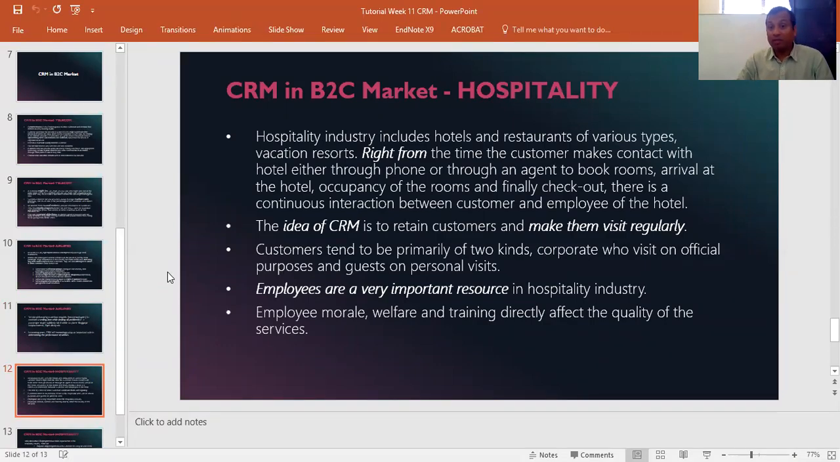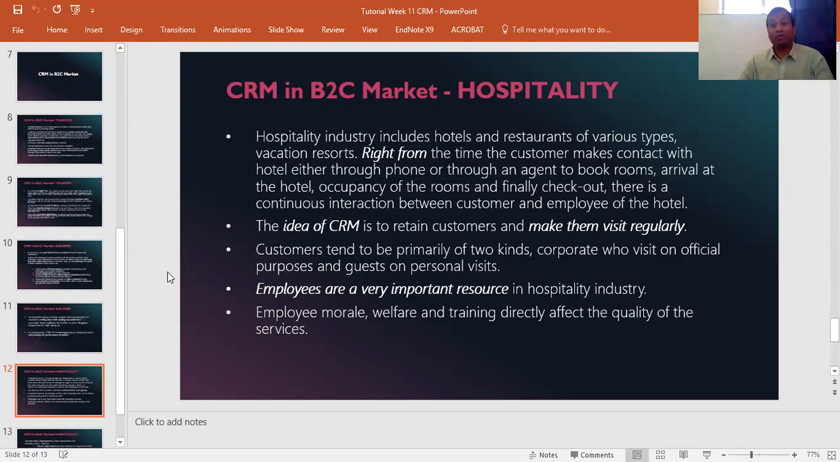So right from the time that a customer makes contact with the hotel, either through the phone or through an agent, to book the rooms, arrival at the hotel, occupying the rooms, and finally checkout, there is a continuous interaction between the customer and the employees of the hotel. Same thing for the restaurant, or if you have gone to some vacation resort.